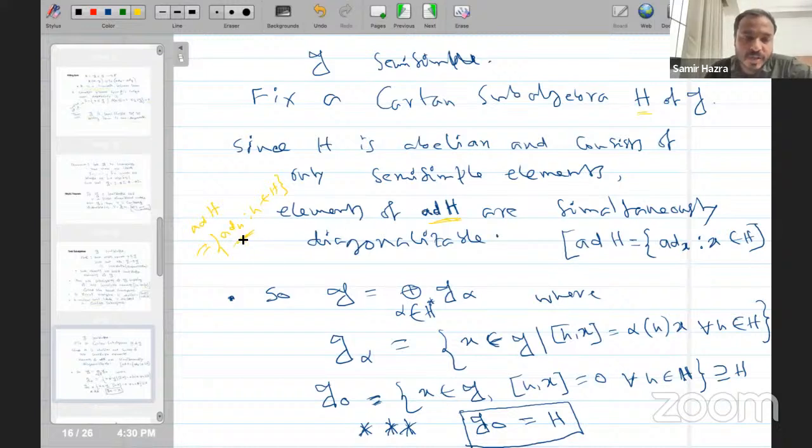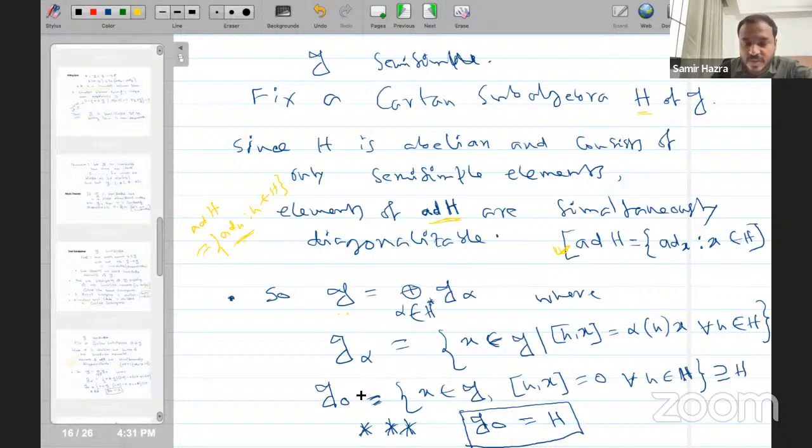These are commuting linear operators, each of which is diagonalizable. Therefore, they are simultaneously diagonalizable. And therefore, G can be written as a direct sum of G alphas, where alpha is in H star. So what is G alpha? G alpha is the collection of all elements x in G such that [h, x] equals alpha(h)x. For some alpha, G alpha can be 0, fine. And this is a finite direct sum because G is finite dimensional, so most of the G alphas are actually 0.